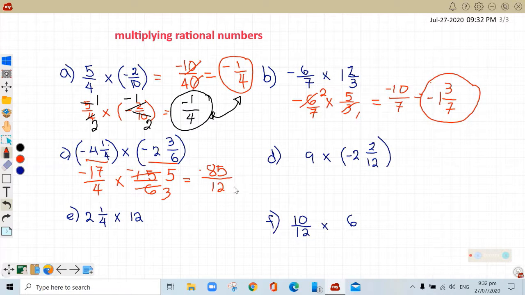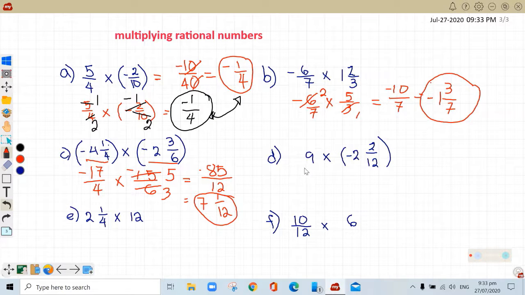So how many 12s can fit into 85? There are 7 twelves, so 7 times 12 is 84. So 85 minus 84 is 1 over 12. So the final answer here is 7 and 1/12, positive 7 and 1/12. Okay? Next, we do another example.